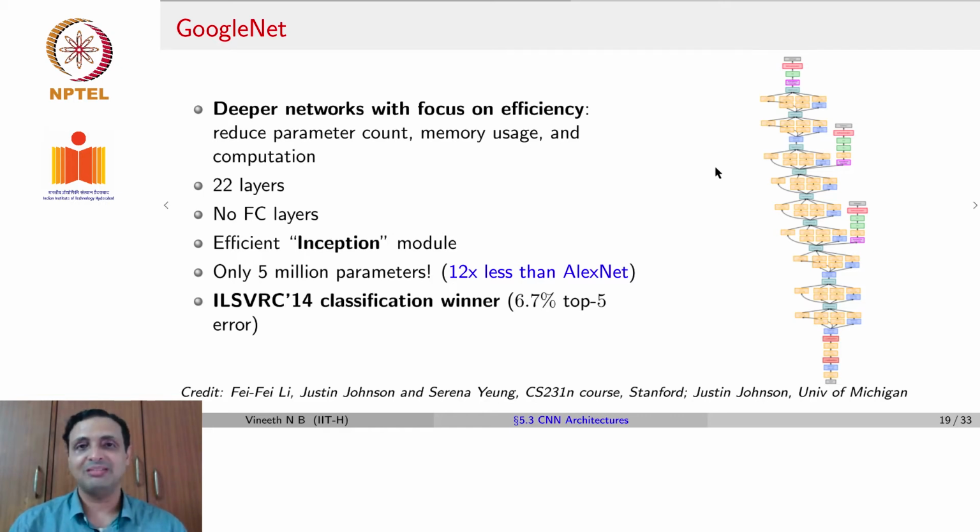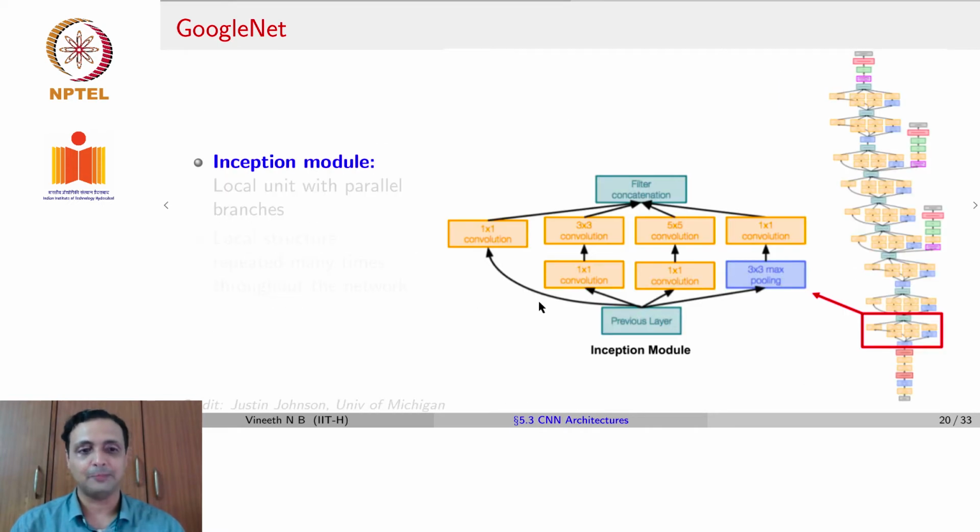And it was the winner in the 2014 ImageNet Challenge ahead of VGG. VGG was a runner-up that year, and GoogleNet won the challenge with a 6.7% top 5 error. So as you can see, every year as the networks got deeper, the error started dropping significantly. Let's now talk about the Inception Module, which was a key innovation in their approach.